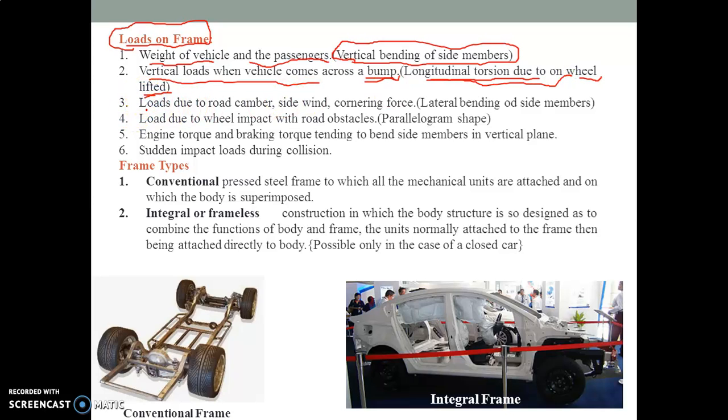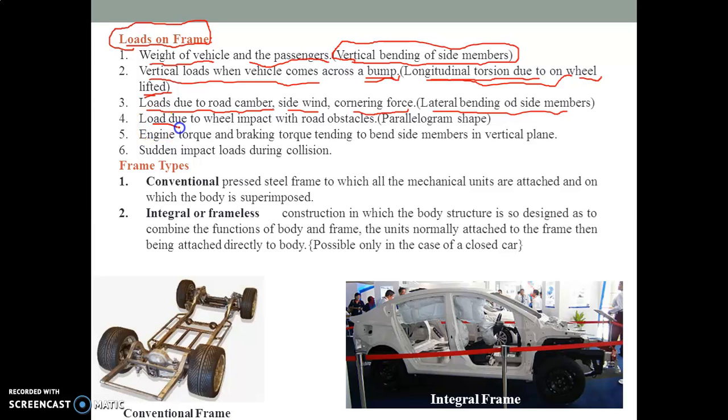The third type of load we will consider here is load due to road camber. It is the angle between the various axes and the wheel of the automobile. Then side wind and cornering forces. These are some of the variations due to which load is applied onto the vehicle, and lateral bending of the side members takes place.